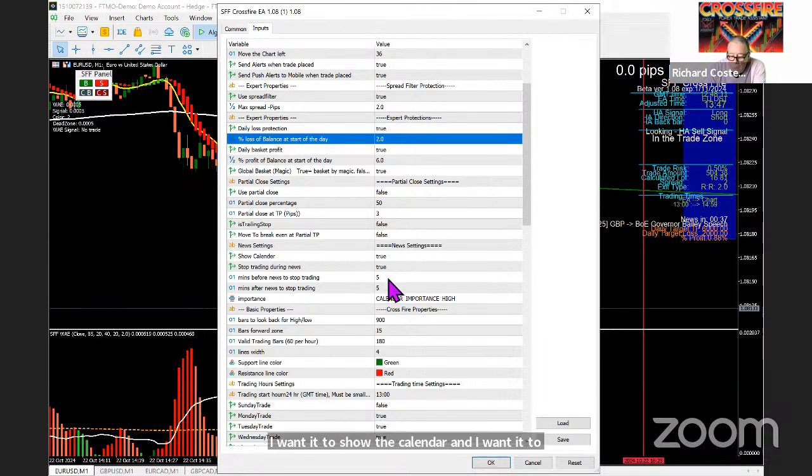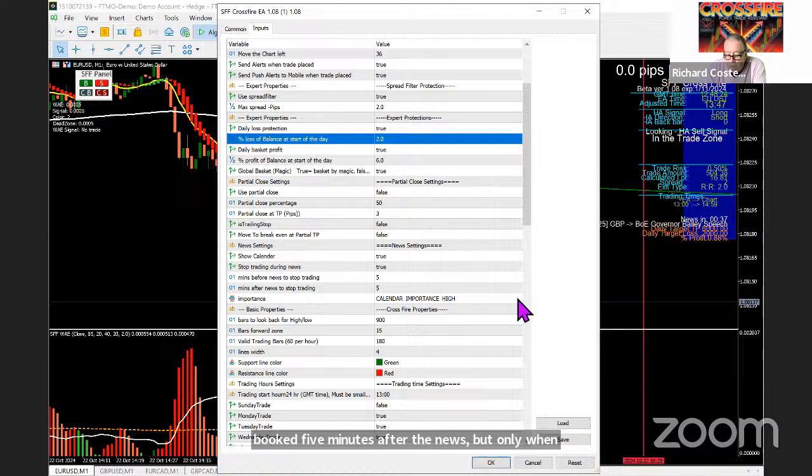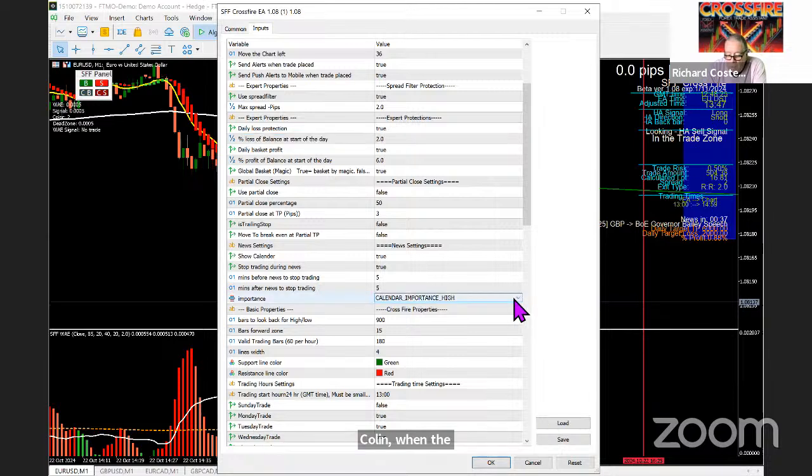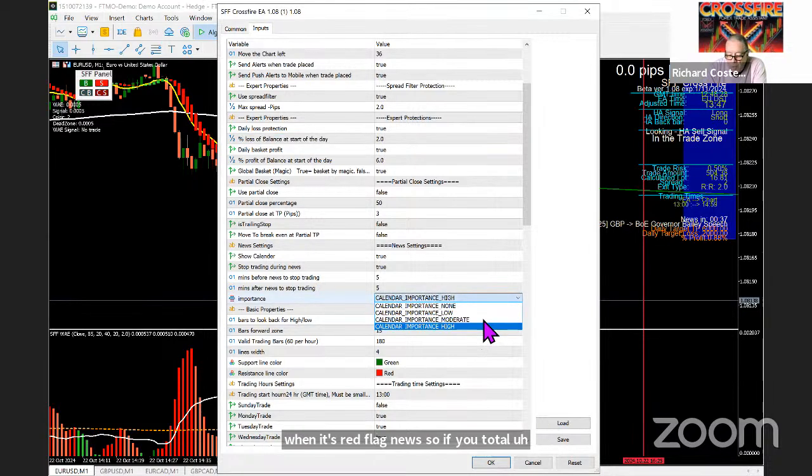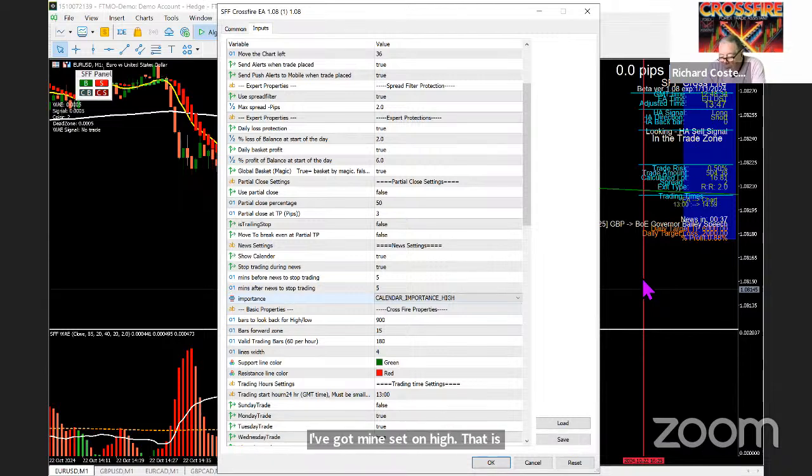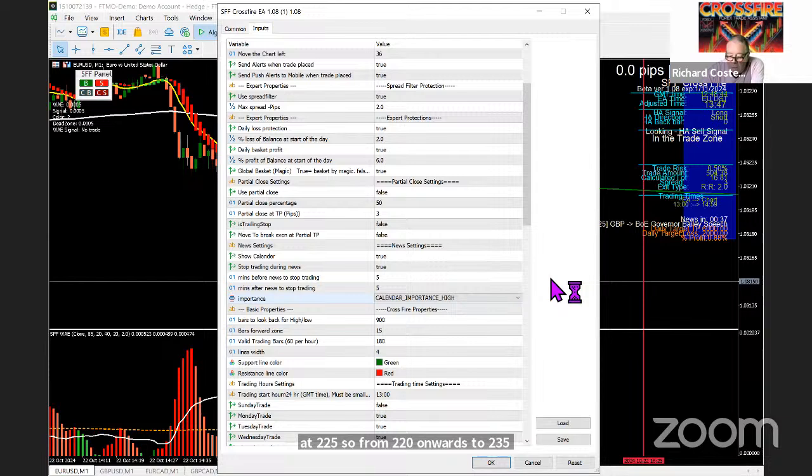New settings: I want it to show the calendar, and I want it to stop trading during the news, from 5 minutes before the news up to 5 minutes after, but only when it's red flag news. If you toggle that, you get a drop down menu. You can change it to moderate, but I've got mine set on high. That is today's high impact news at 2:25. So from 2:20 up to 2:30, it will not enter any new trades.